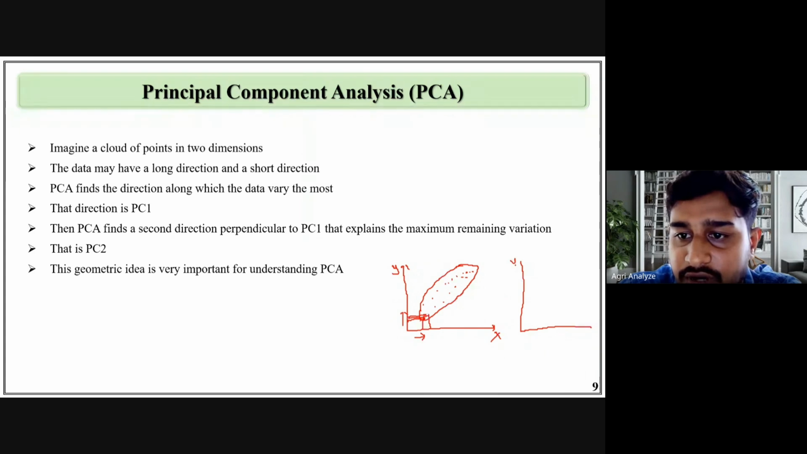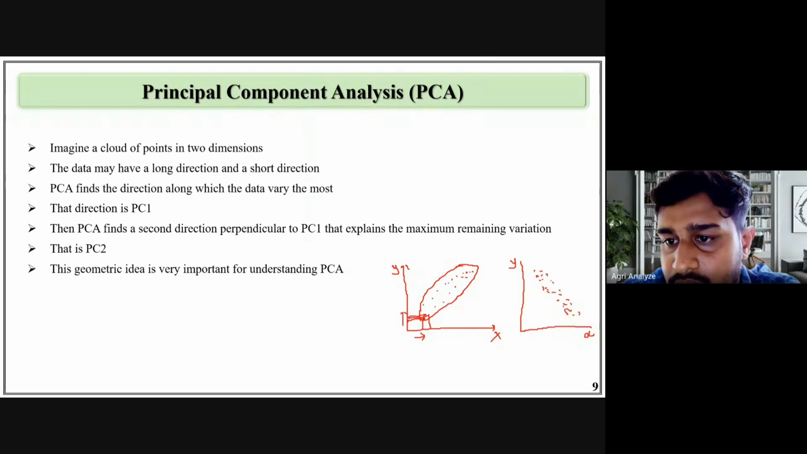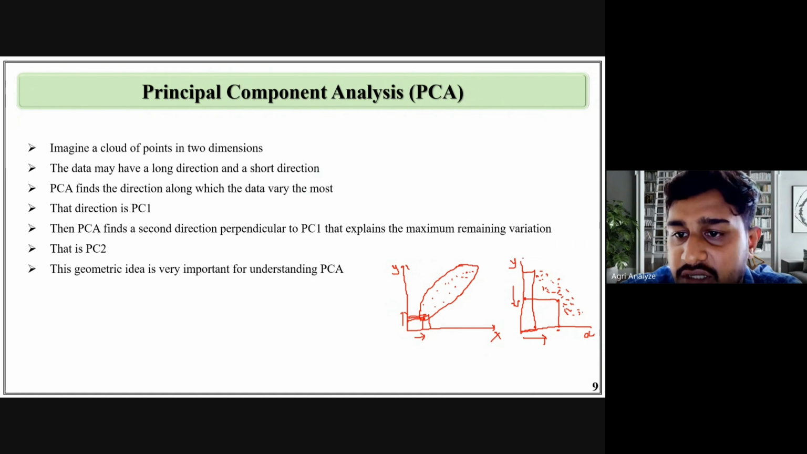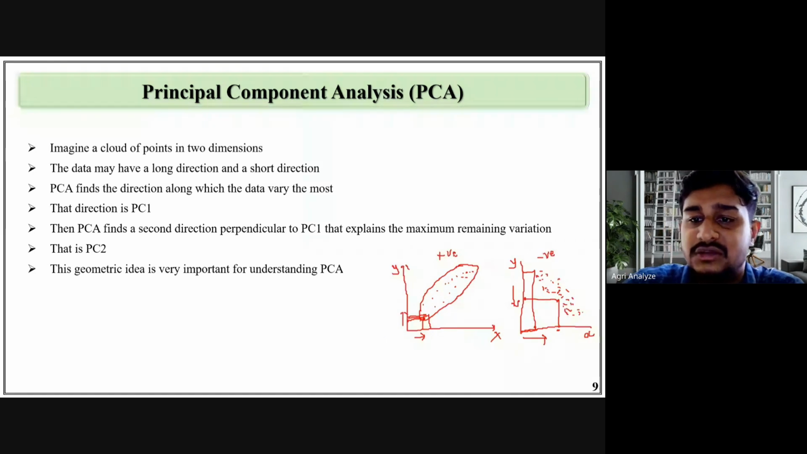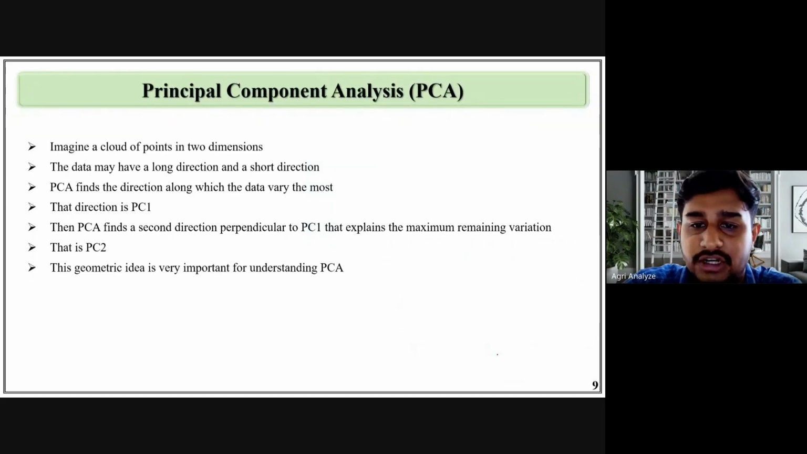Then here is the second graph, y and x. If the data looks like this, if x is increased, then y is decreasing, right? So here x is increasing, but y is decreased. That's why it is the negative correlation. And this is positive correlation. So this is the basic idea behind positive correlation and negative correlation.